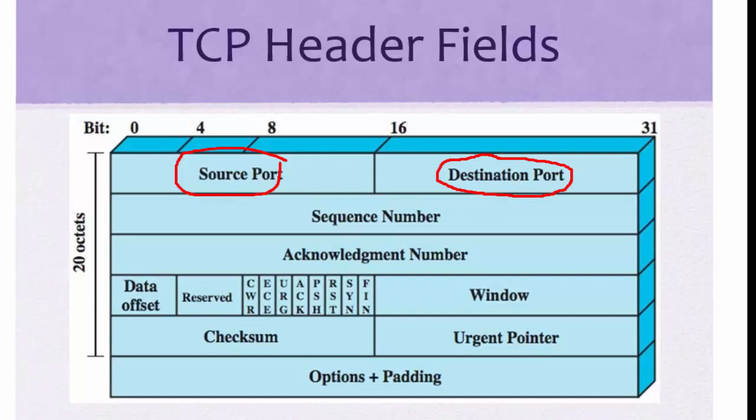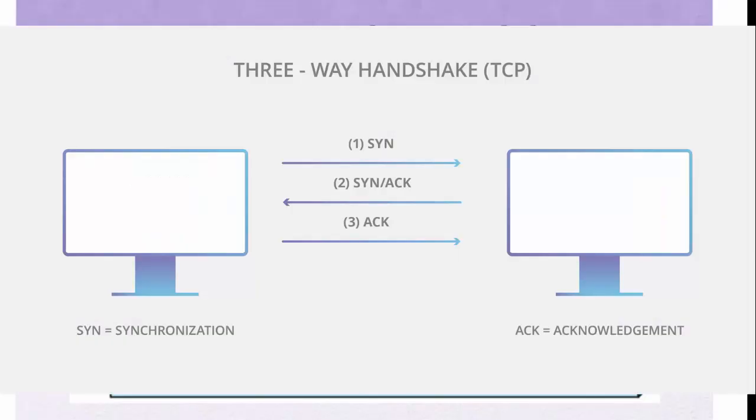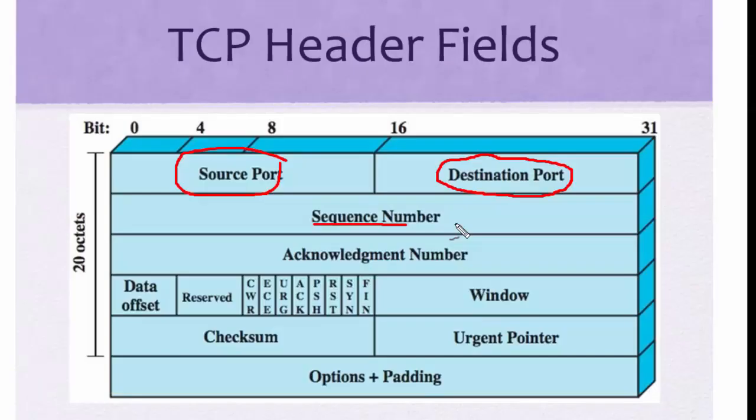The next thing here is the sequence number. This sequence number is a 32-bit field that indicates how much data is sent during the TCP session. When you establish a new TCP connection, that means a three-way handshake, then the initial sequence number is a random 32-bit value. The receiver will use this sequence number and send back an acknowledgement.